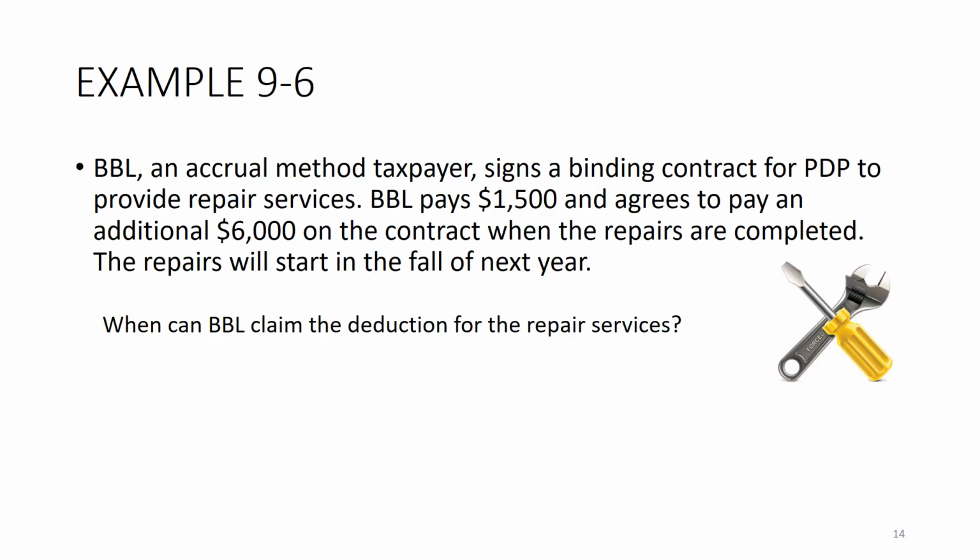We have an accrual method taxpayer who signs a binding contract to provide repair services. They pay for the services up front, and then they agree they're going to pay an additional amount when the repairs are completed. So they put a partial down payment on the services. The repairs actually will start in the fall of the next year. Okay, so they're actually not going to occur. We make the payment here, the down payment, but we're actually going to pay for the full services in 2018.